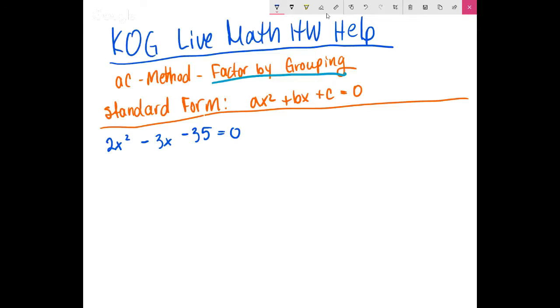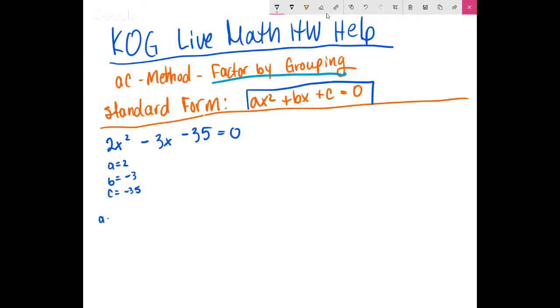So step one, identify A, B, and C. A is 2, B is -3, C is -35. Remember, we're going by the standard form. A is always in front of x squared, B is always in front of x, and C is always the constant, or the number that doesn't have a variable, which is -35. So we're going to do AC, A times C.